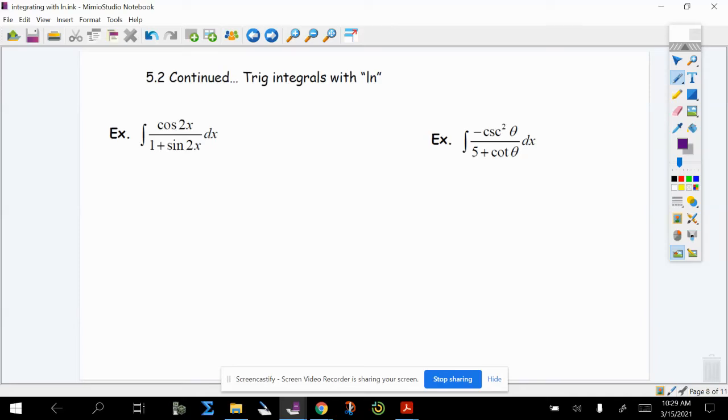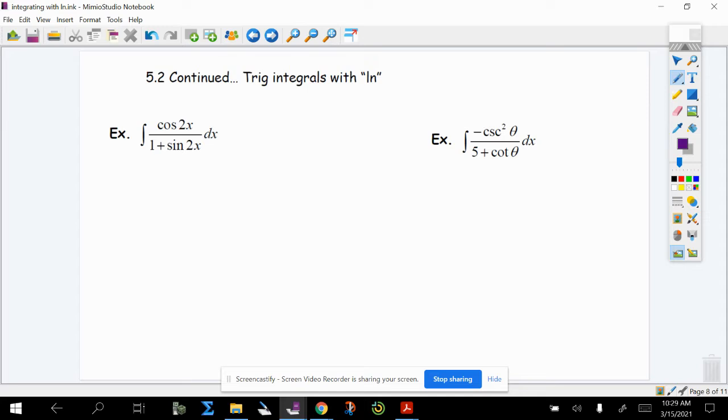There's one part left to 5.2, which I wanted to finish up with today, and that's working with trig integrals that involve in some way a natural log. So I want to show you a couple ones that come straight from what we did previously, and then a couple new things that we're going to add to this.